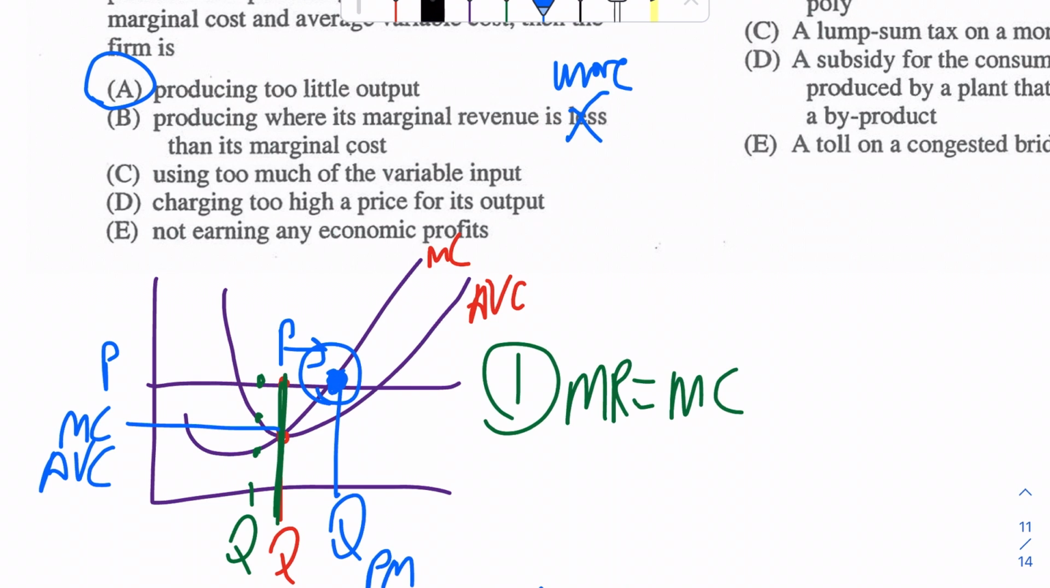We're charging too high of a price. Are you charging too high of a price? No, because you are a price taker. You do not set your price. So the only thing you can do is just increase your quantity, and then you're not earning economic profits. Well, you could be, right? It just depends on what your ATC is. So the only one that makes sense here is A.